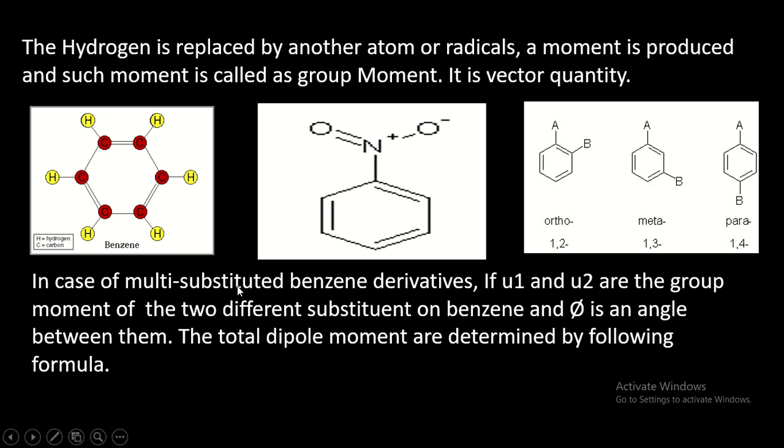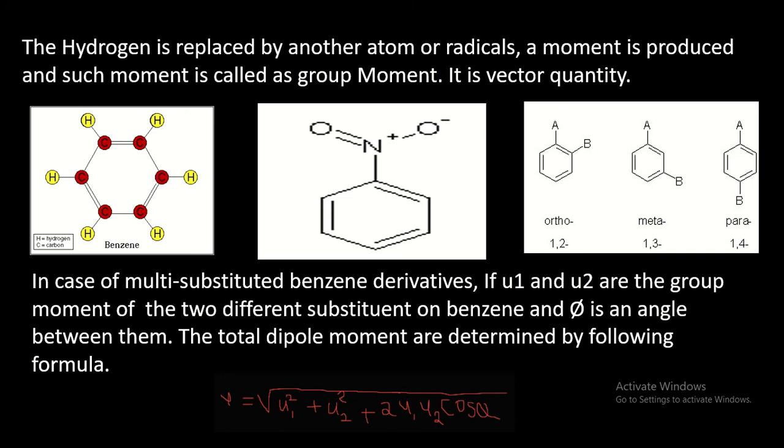In case of a multi-substituted benzene derivative, if u1 and u2 are the group moments of two different substituents on the benzene and theta is the angle between them, the total dipole moment is determined by the following formula. That is, u equals the square root of u1 squared plus u2 squared plus twice u1 u2 cos theta.